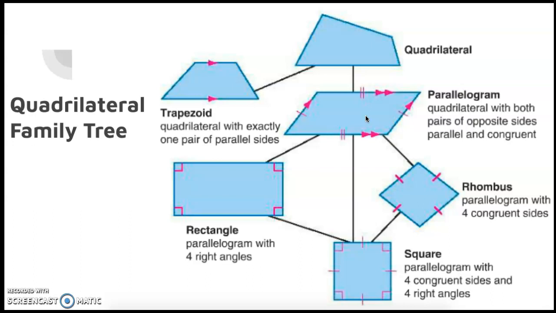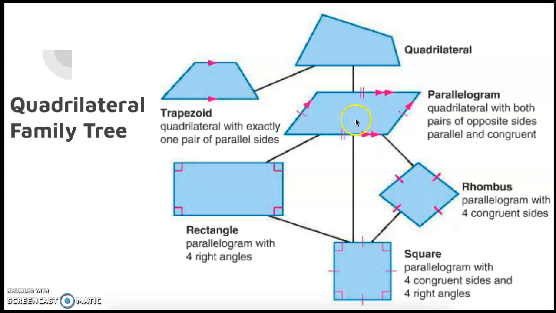Parallelograms then split off into 3 other quadrilaterals that you're familiar with. So one is a rectangle. Rectangles are parallelograms and they are quadrilaterals. You can go back up the family tree. But rectangles are defined by having 4 right angles marked by these squares in their corners. Another type of parallelogram is the rhombus. What makes a rhombus special is that it has 4 congruent sides, marked again by these tick marks.